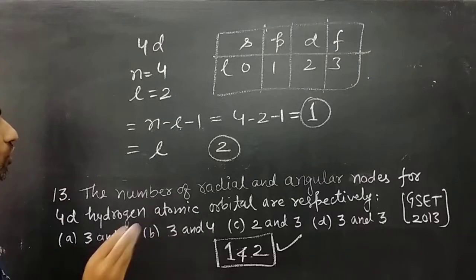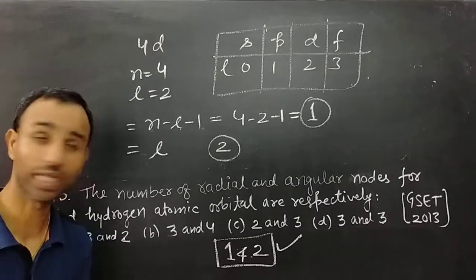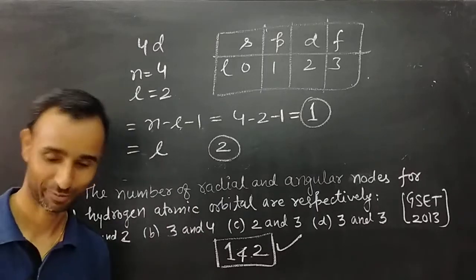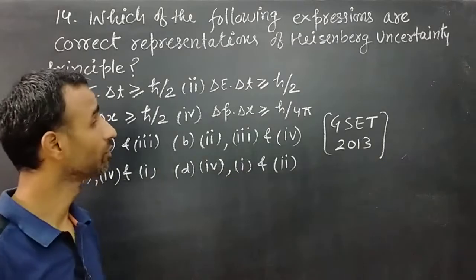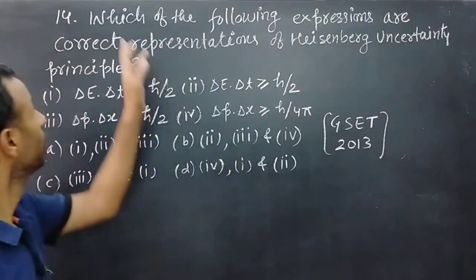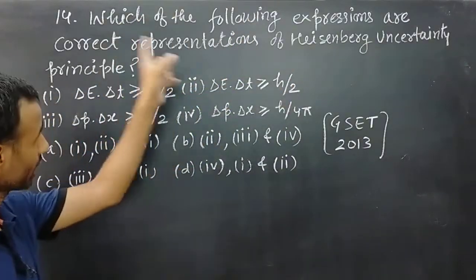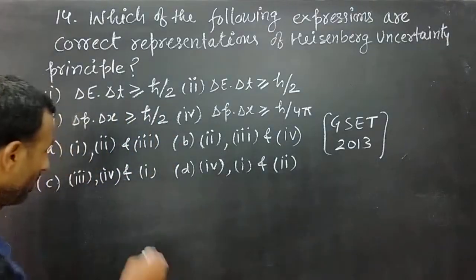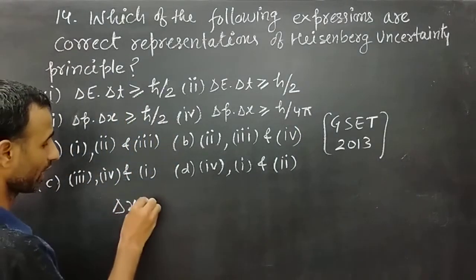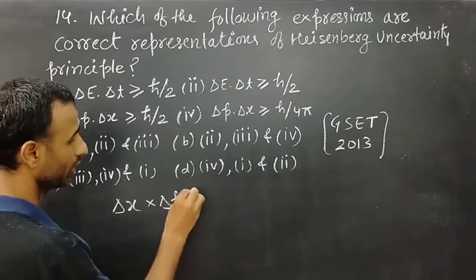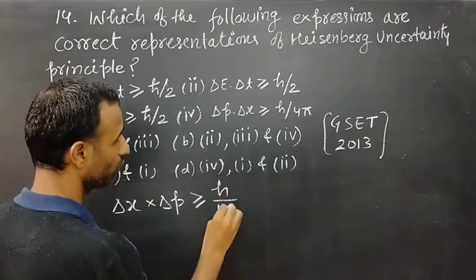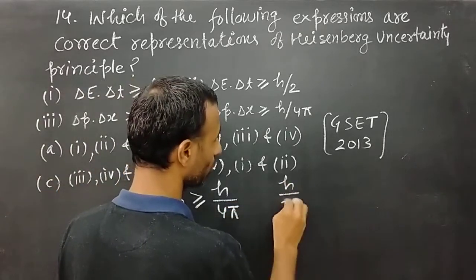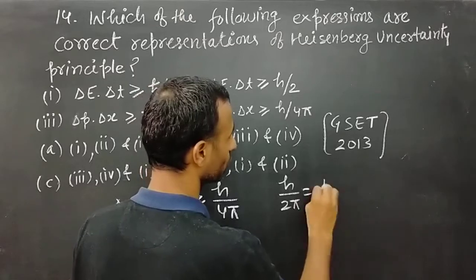Done? Okay. So this is question number 13. Keep in mind no option is correct. This is a question again from GSET 13. Which of the following expressions are correct representation of Heisenberg uncertainty principle? The well-known statement is delta x into delta p is greater than or equal to h upon 4 pi, that you know all. Now keep in mind h upon 2 pi is equal to h bar.